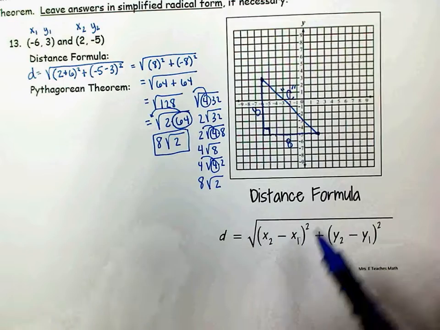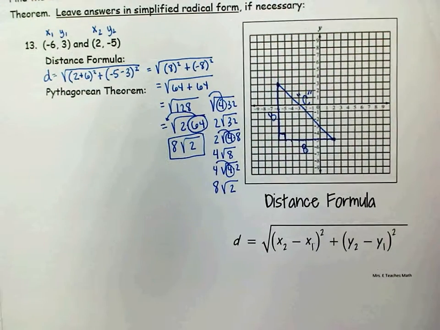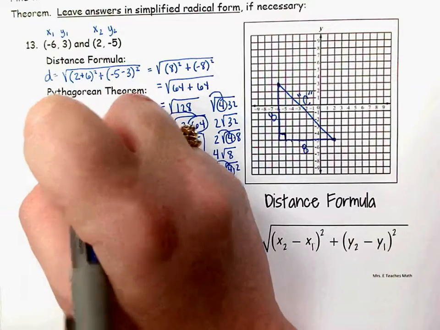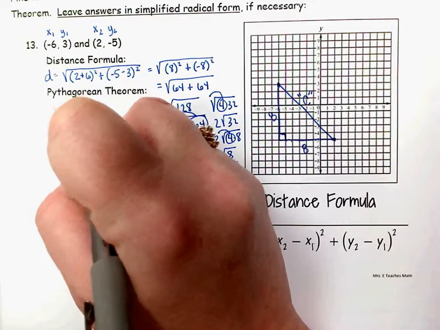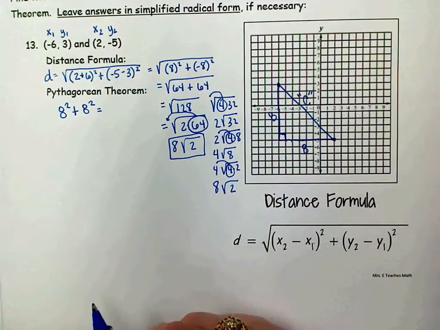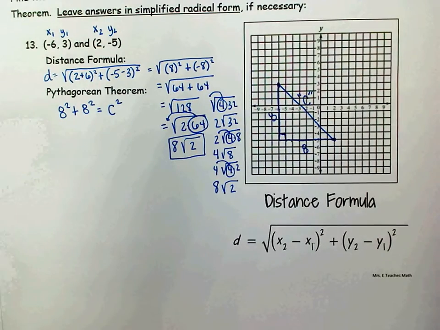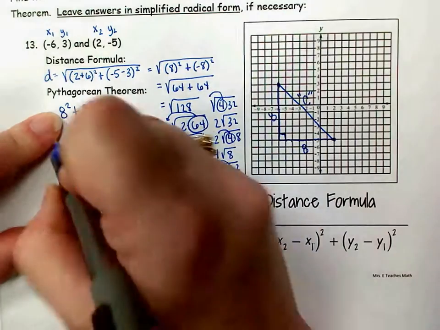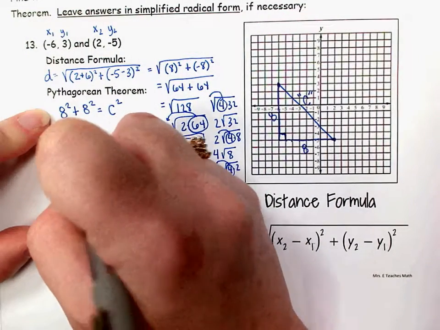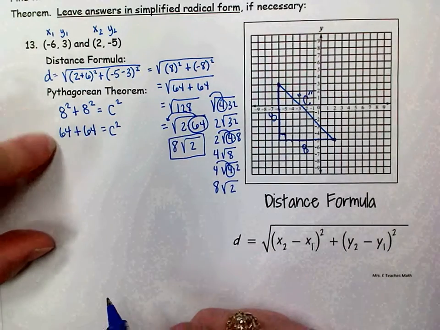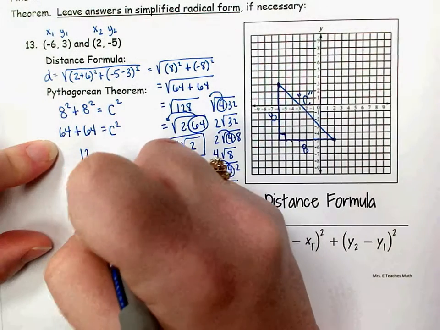So now I'm ready to use the Pythagorean Theorem. I have leg squared, so 8 squared, plus the other leg squared, another 8 squared, equals the hypotenuse squared, which is my C value. I don't know what that is. That's what I'm trying to find. So 8 squared, 8 times 8 is 64, plus another 64 is my C squared. I can add 64 and 64 to get 128.